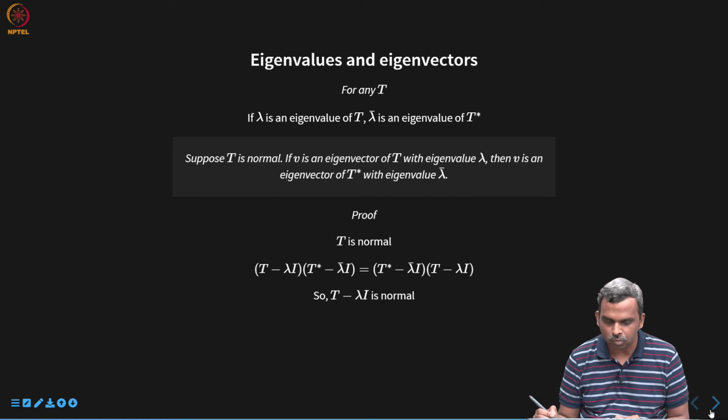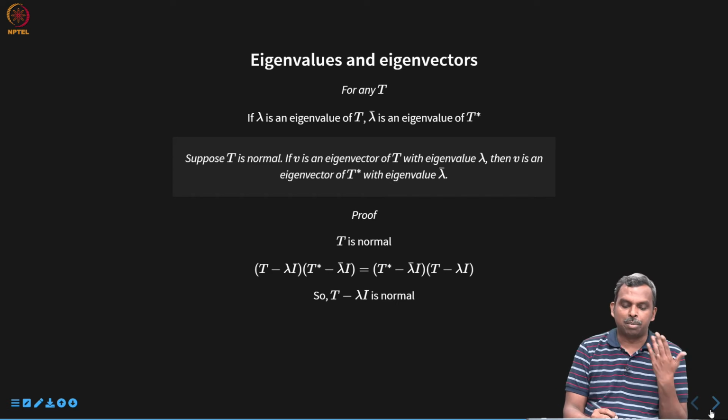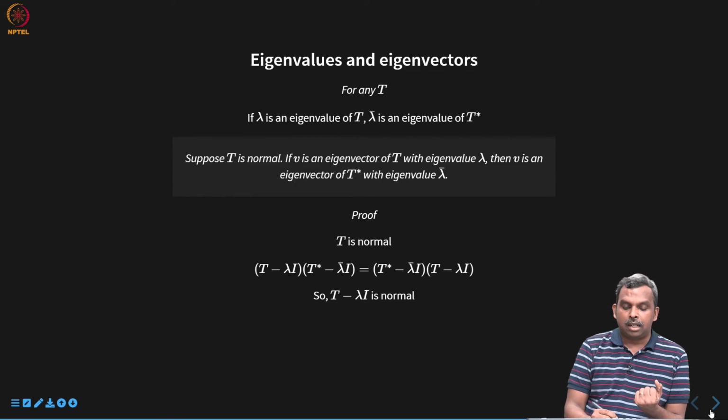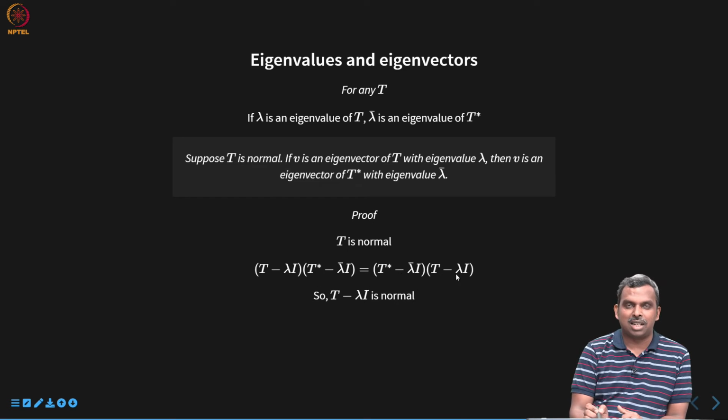So the proof is actually very simple. If T is normal, you can check that this product is true, right? Because T star T is the same as T T star, and all the other terms are exactly the same in this product. So clearly T minus lambda I is also normal. This is a crucial property. If T is normal, T minus lambda I is also normal.